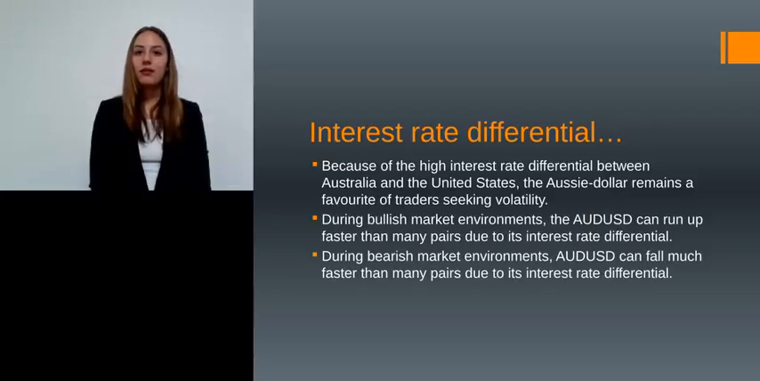The economy of Australia has a fairly bullish cycle of events working in its favour, and these are just some of the reasons that traders flock to the Aussie dollar. Because of this high interest rate differential between Australia and the United States, the Aussie dollar remains a favourite of traders seeking volatility. During bullish market environments, the AUD over USD can run up faster than many pairs due to its interest rate differential. During bearish market environments, AUD over USD can fall much faster than many pairs due to its interest rate differential.